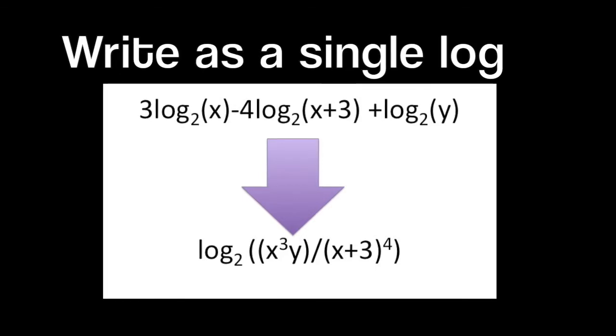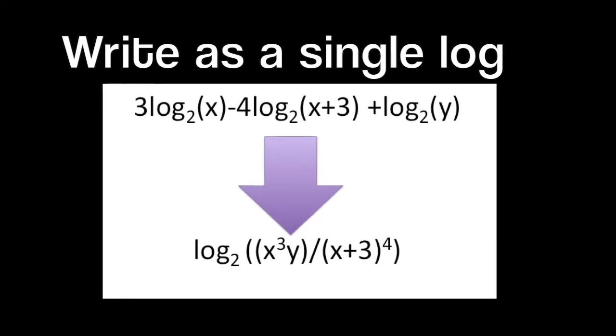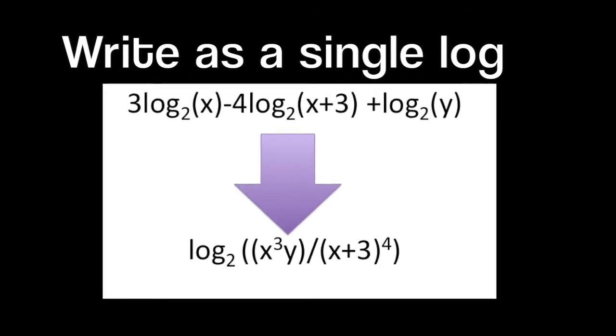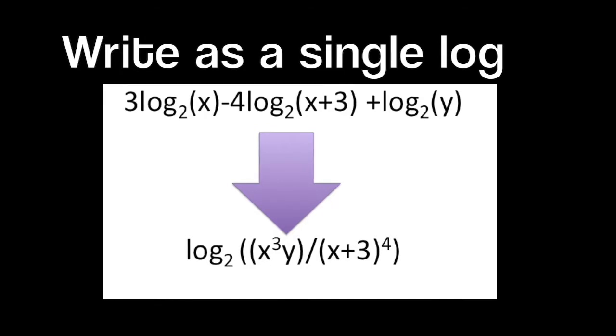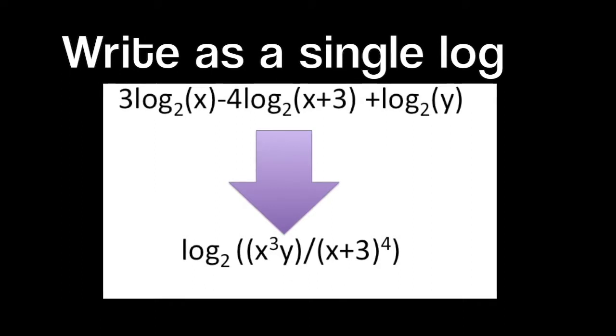To write this problem as a single log, first you would have to move the coefficients back to the powers of the arguments. So you would take the coefficient of 3 and move it back as an exponent of the argument x, and you would take the coefficient of 4 and move it back as the exponent of the argument x plus 3. Then you would divide out the arguments of the subtracted terms. So you would take x and divide it by x plus 3. Finally, you would multiply the arguments of the terms that are being added. Therefore, you would bring the argument y up to the numerator of log base 2 of x to the 3rd.